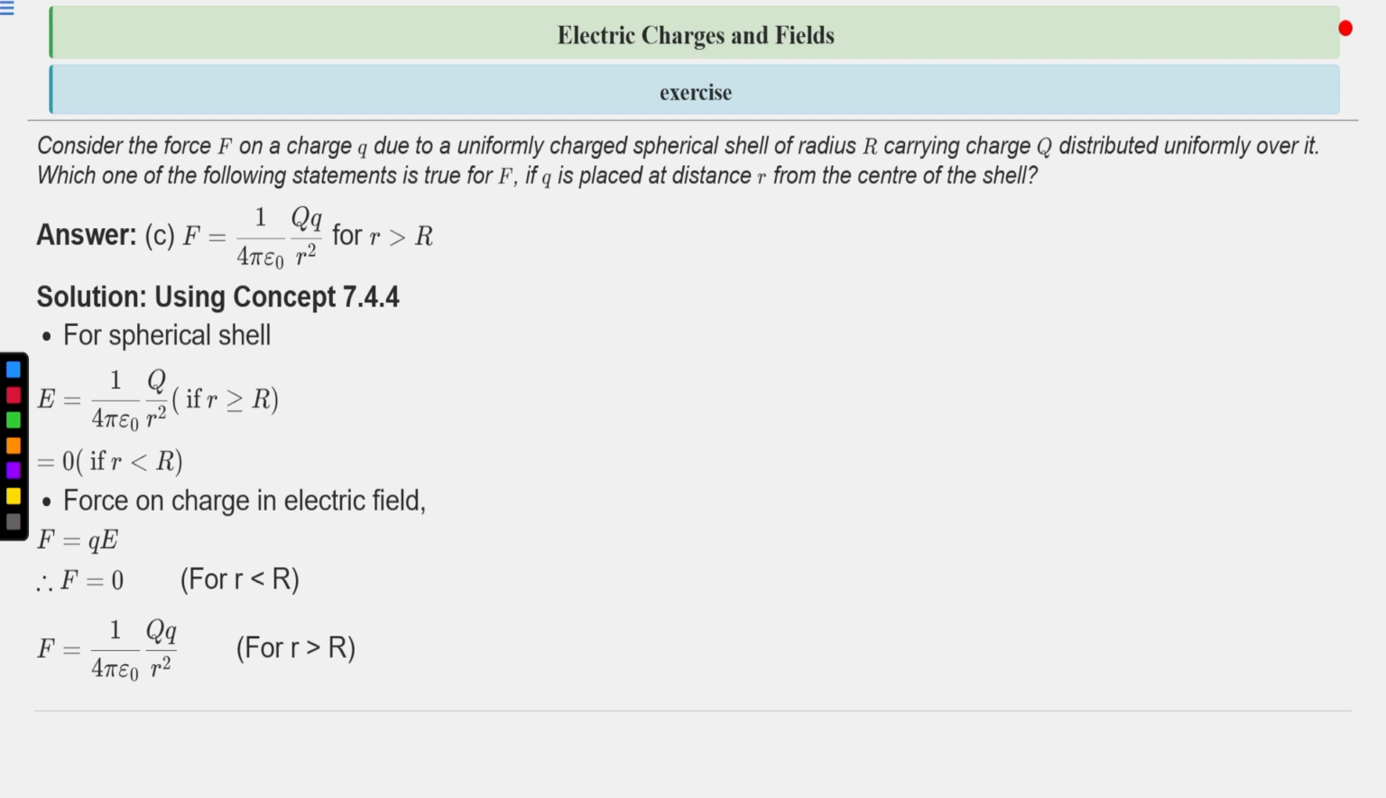And the force is 1 by 4 pi epsilon naught Q q by r square for r greater than R. I have not written equal to here because there is a generalized term, small r. So this is 1 by 4 pi epsilon naught Q q by r square for r greater than or equal to R, because the value of electric field for r greater than or equal to R is this. So force is q into E, so q into this value of E for r greater than or equal to R. I hope you understood.